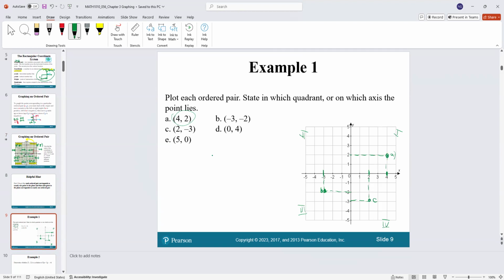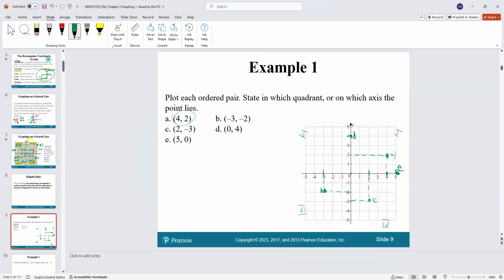Now, when one of the coordinates is 0, you fall on the axis. You don't fall on a quadrant, but you fall on an axis. For example, D, where x is 0 and y is 4. This is where we're going to be, on the axis up there. D as in dog. Okay, we're going to put D right there. Now the next one, x is 5 and y is 0. So we're going to have E in this area right there because it's on the axis.